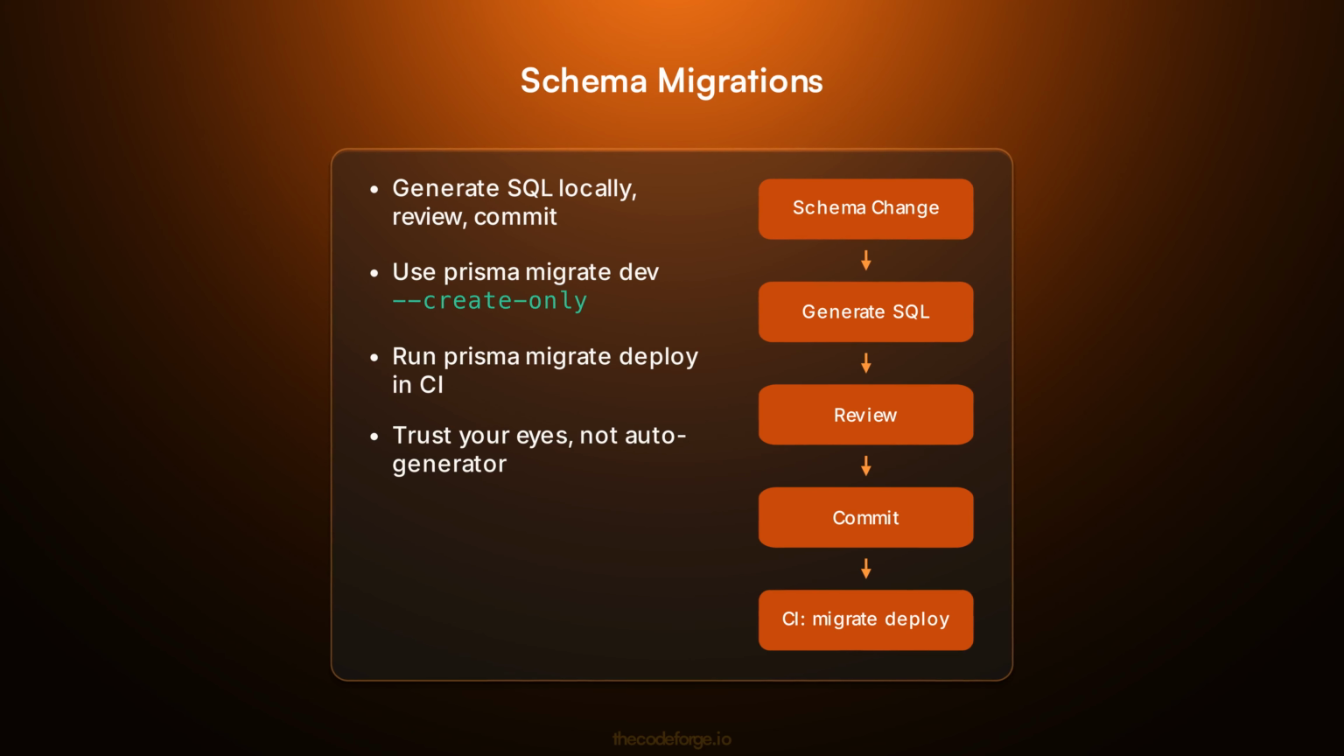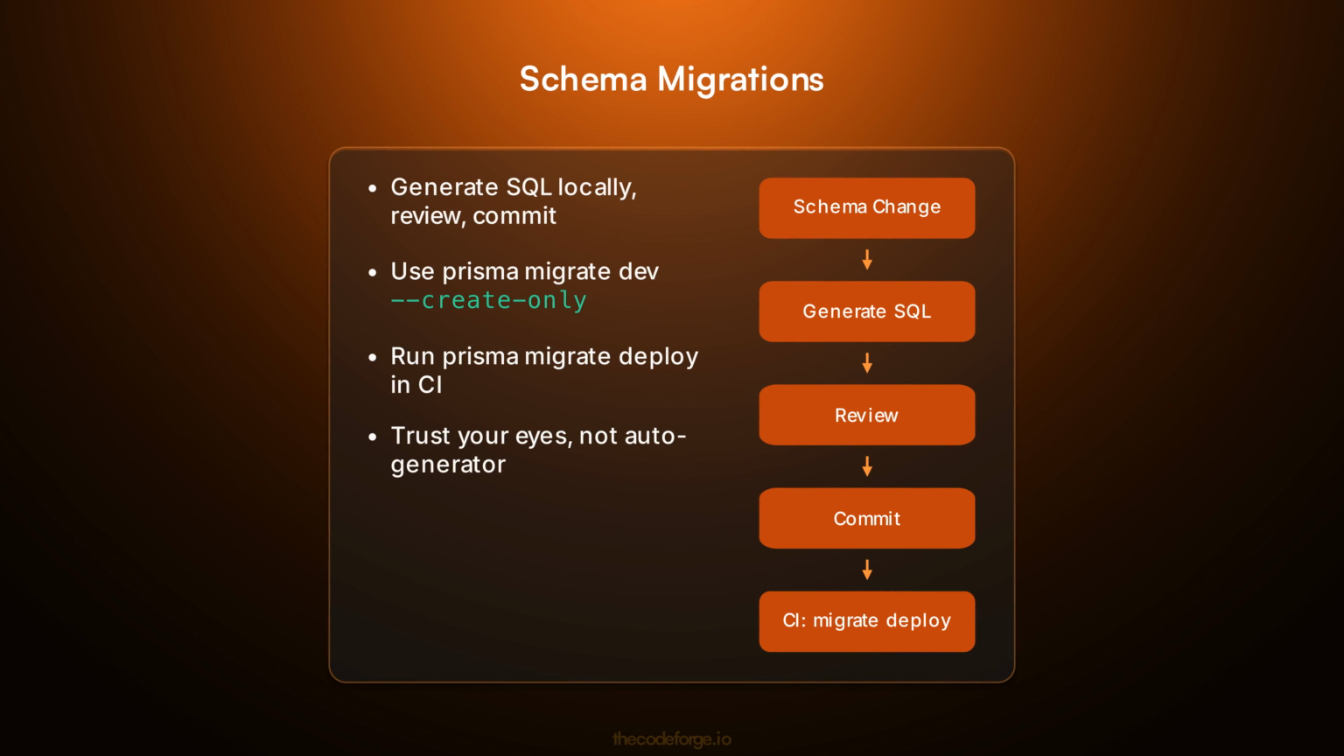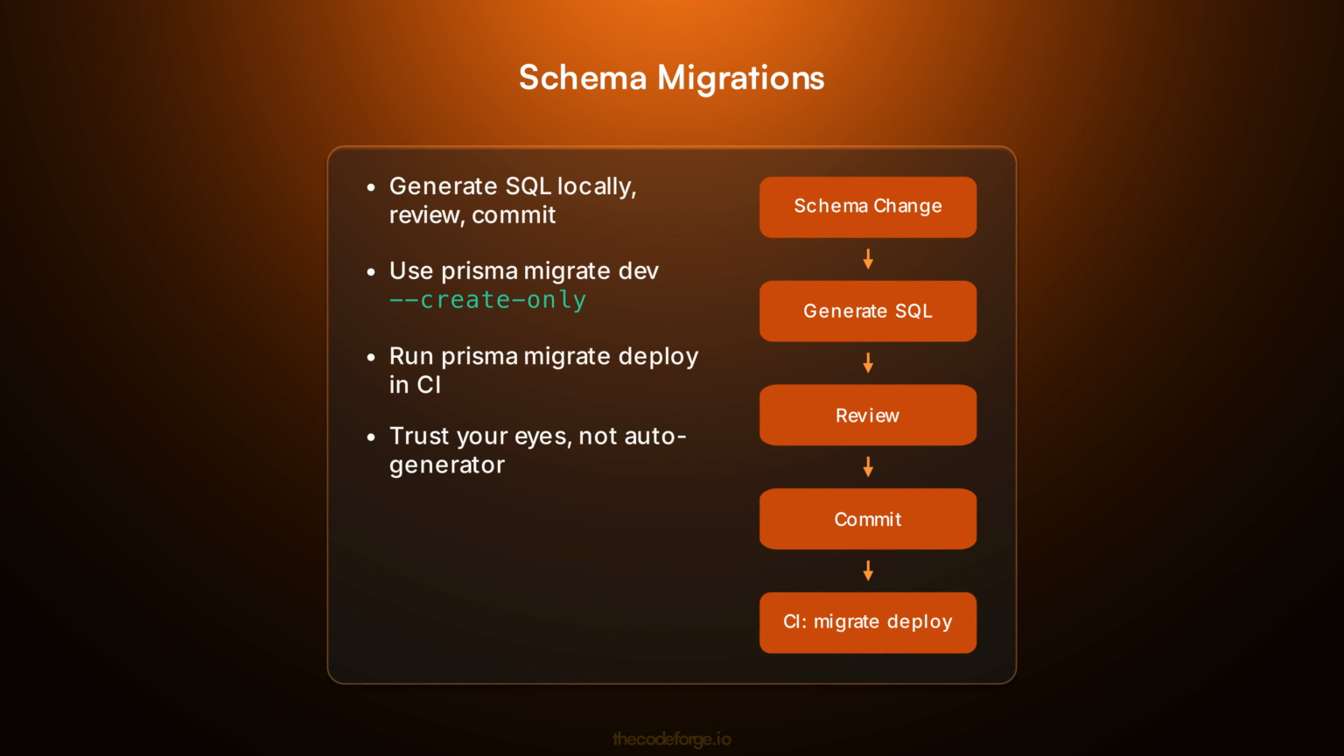Prisma Migrate generates migrations automatically, but automatic doesn't mean safe. In production, auto-generated migrations can drop columns you thought were safe or reorder indexes in ways that kill query performance. Generate the migration SQL locally, review it line by line, and commit it.